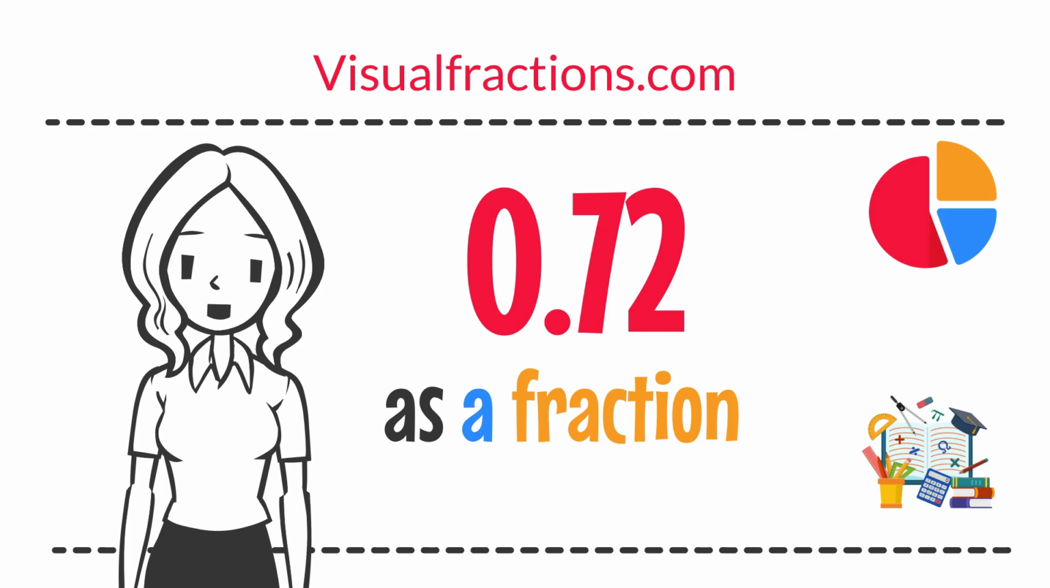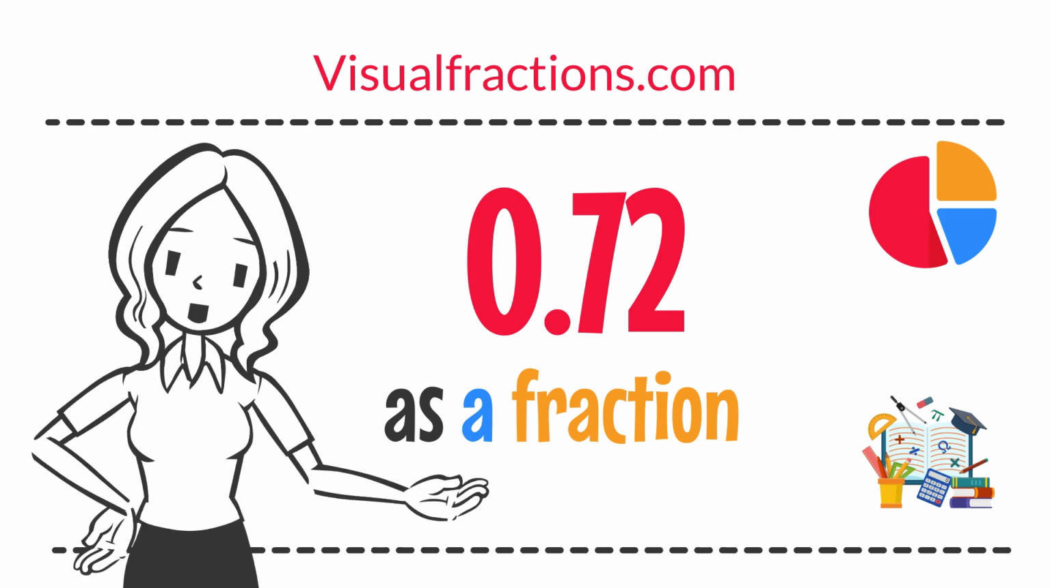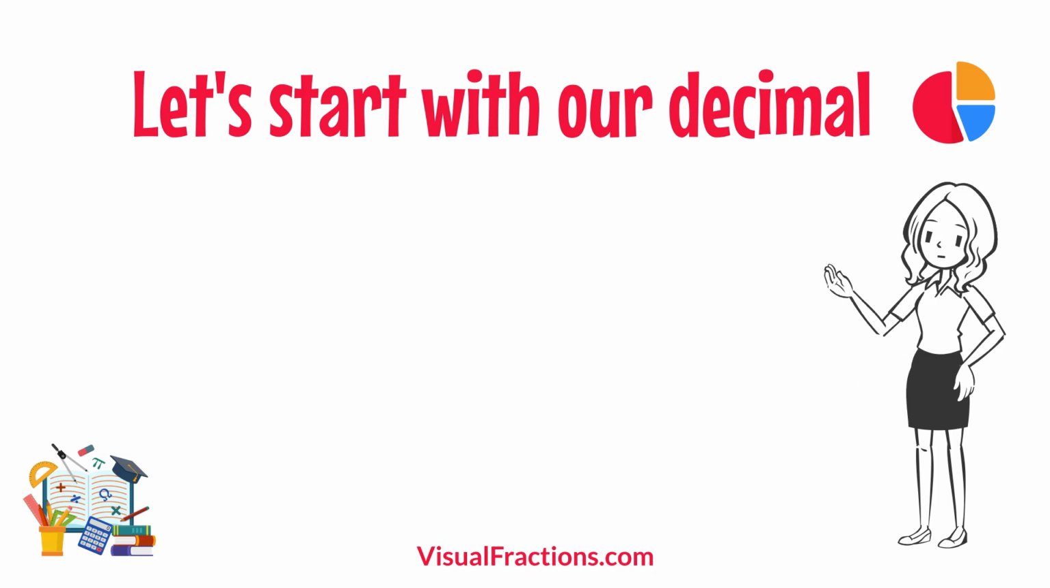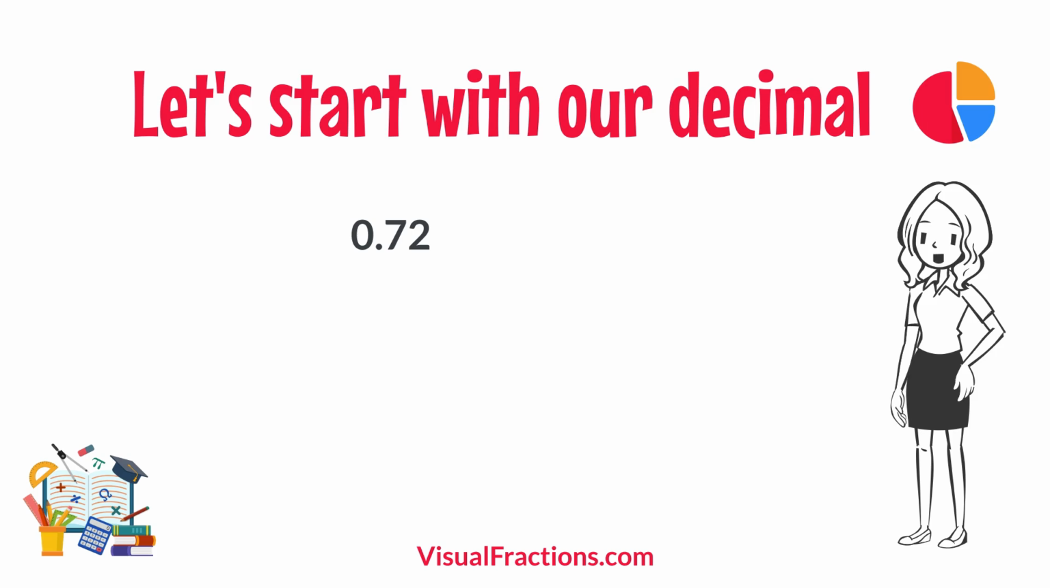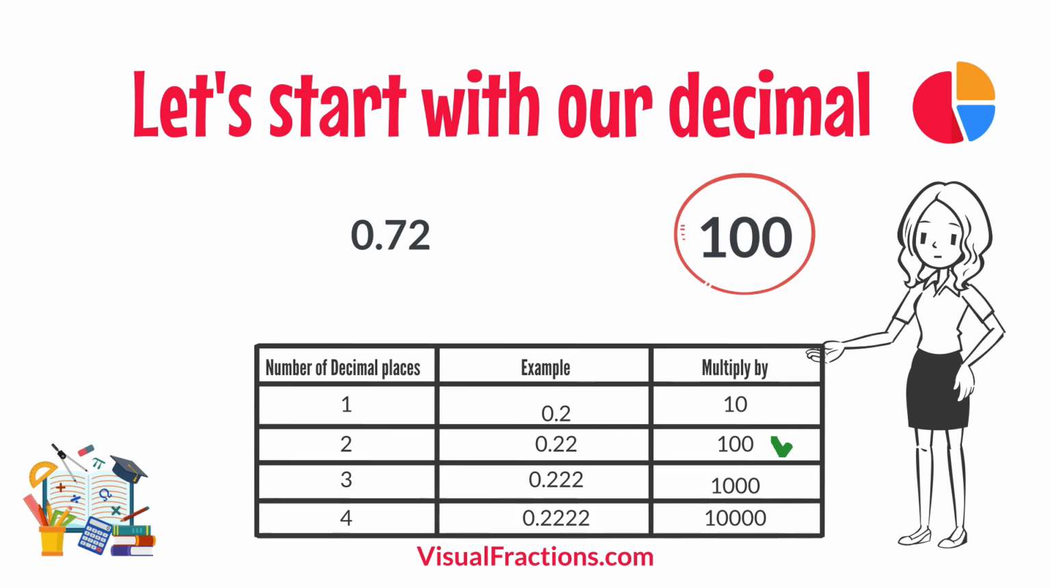Welcome to Visual Fractions. Today, we're diving into how to convert the decimal 0.72 into a fraction. Let's start with our decimal, 0.72. Notice there are two digits to the right of the decimal. This places it in the hundredths position.